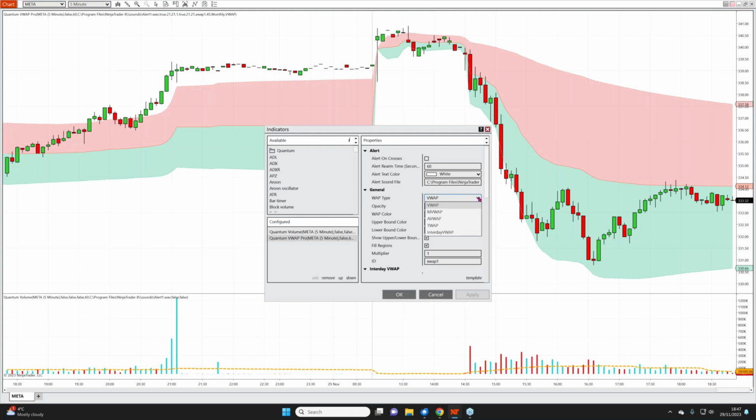As I say, it's 5 indicators in one. Now the traditional VWAP resets every time the new session starts, so it goes back to 0. That's how it's designed to work. That's how the algorithm works.